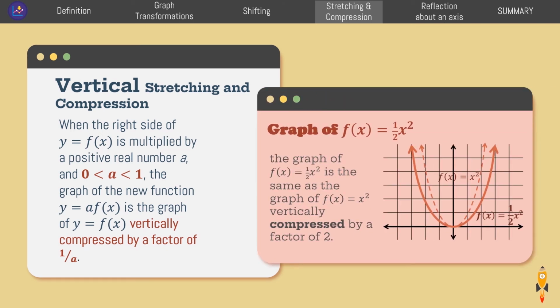Sketch the graph of f(x) = (1/2)x². Solution: in f(x) = (1/2)x², the function f(x) = x² is multiplied by positive real number 1/2, and 1/2 is between 0 and 1. Therefore, the graph of f(x) = (1/2)x² is the same as the graph of f(x) = x² vertically compressed by a factor of 2, since 1 over 1/2 is equal to 2.